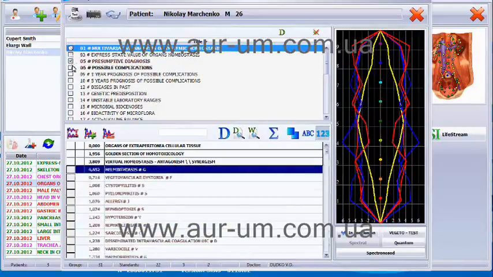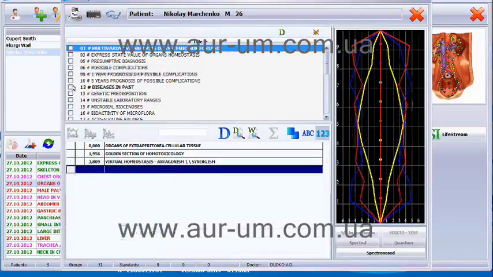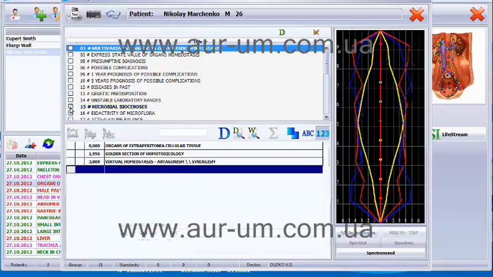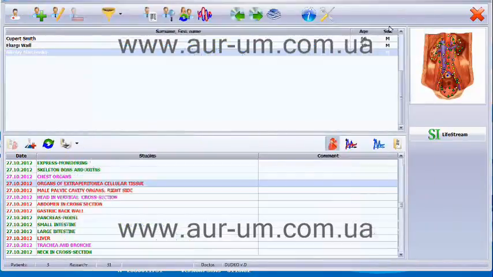Now let's check groups 5 and 6 for presumptive diagnosis and possible complications. Again, we see no active diagnosis as we are searching for a coefficient of below 0.5. Let us check for microorganisms. Again, no active ones as all the coefficients are quite higher than 0.5. We go to the next system.